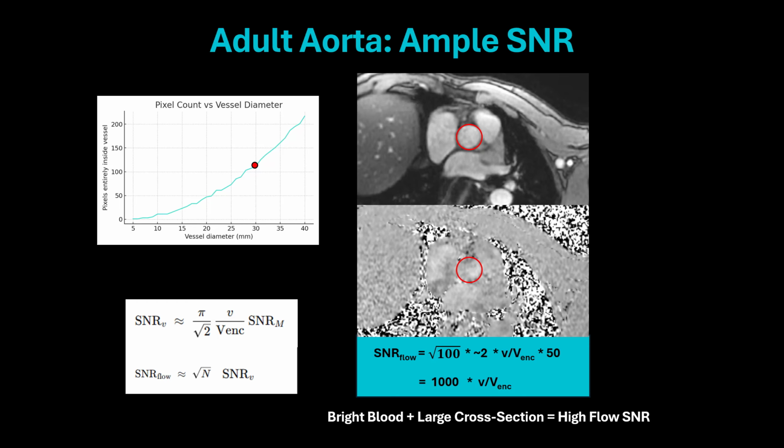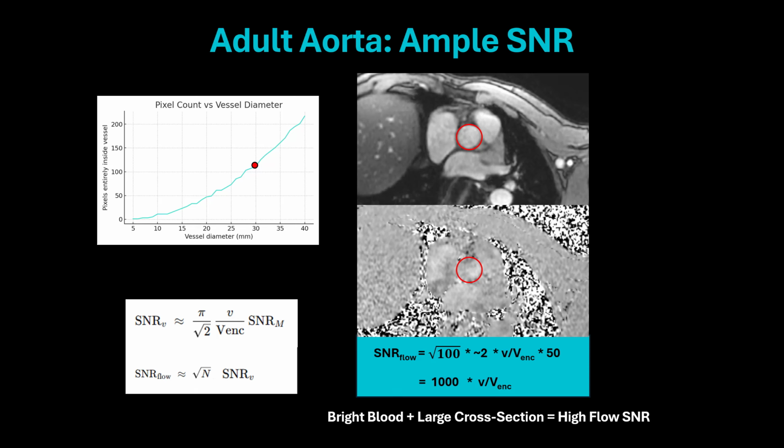So let's apply this to the adult aorta. The aorta behaves like the large disc. In a typical flow image, a 3 centimeter vessel contains about 100 pixels. Because bright blood imaging gives high magnitude SNR, around 50 to 1, when you run the math, the flow SNR is about 1,000 to 1 when the Venc is set near the peak velocity.